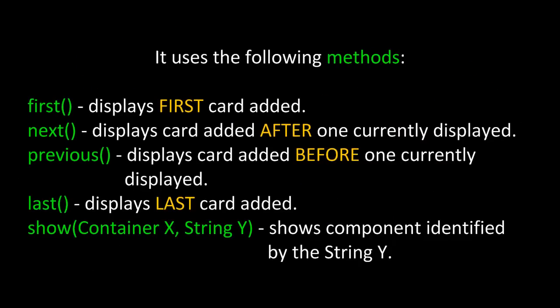CardLayout makes use of the following methods. First displays the first card added. Next displays the card added after the one currently displayed. Previous displays the card added before the one currently being displayed. Last displays the last card added. And then show, passing in the component name and the string that describes it, shows the component identified by the string.